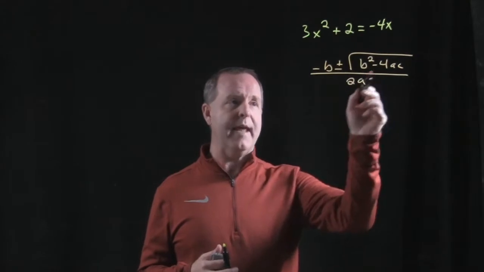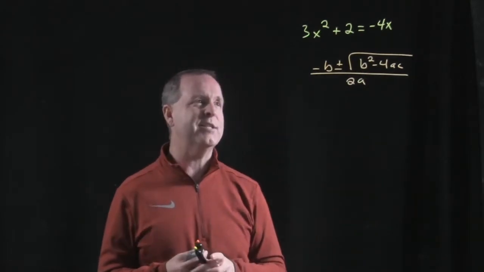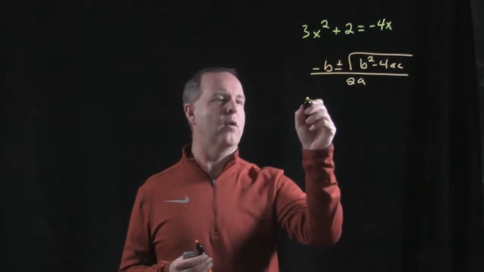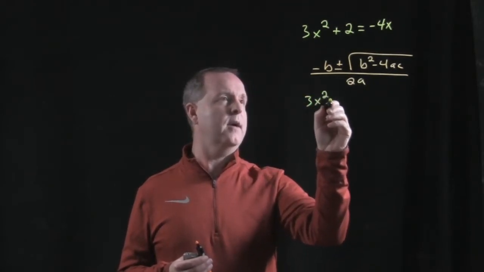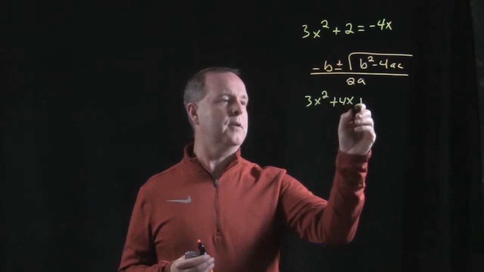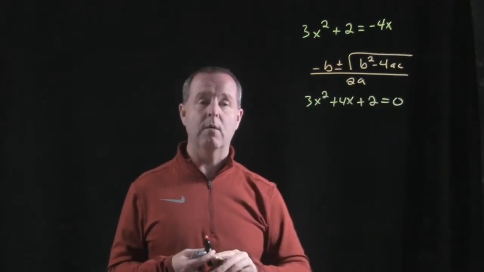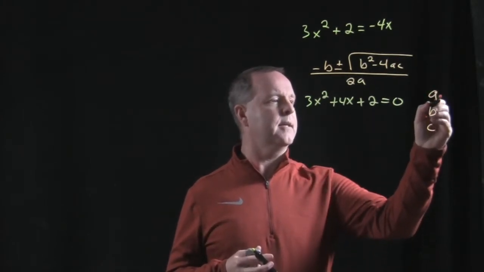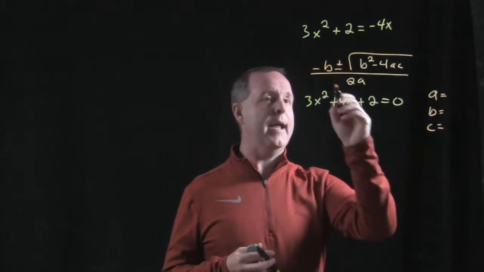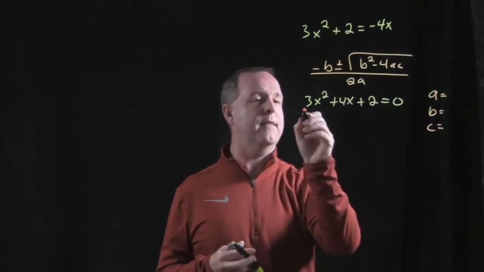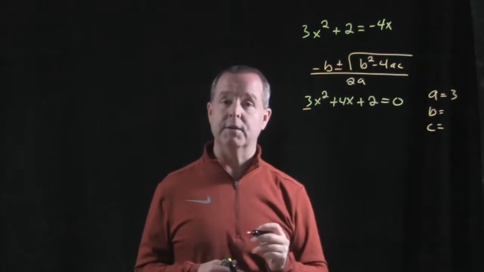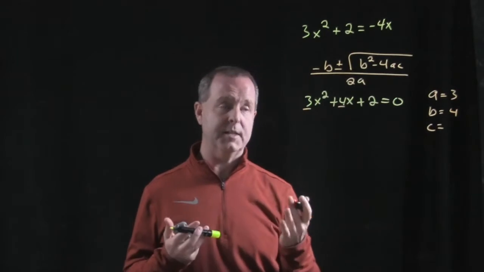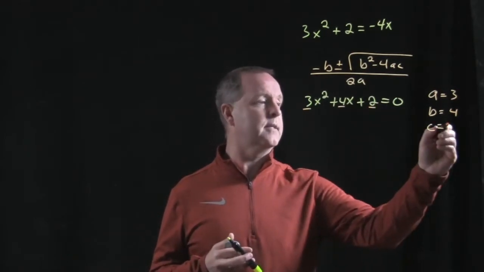So I need to identify what the a, b, and c are. Well, I can't do that with this equation because it's not written in standard form. So let's write it in standard form. That's 3x squared plus 4x plus 2 equals 0. And then from there I can determine what my a, b, and c are. a would be 3, that's this term right there, the coefficient of the x squared term. The b is the coefficient of the linear term, which is just the x, and the c is that constant.